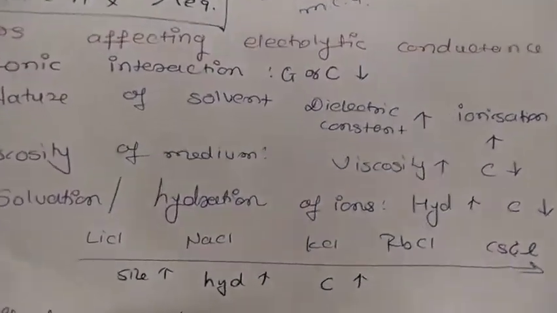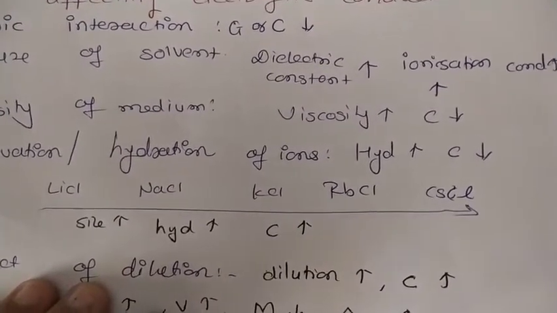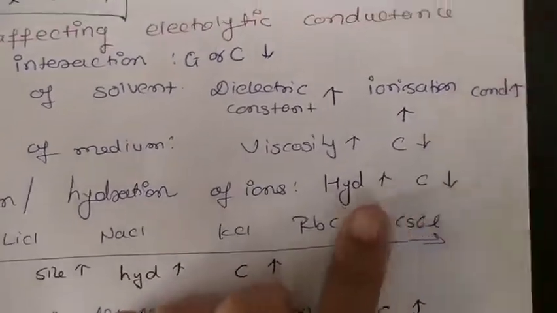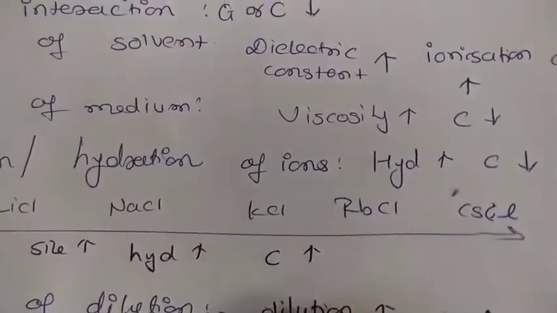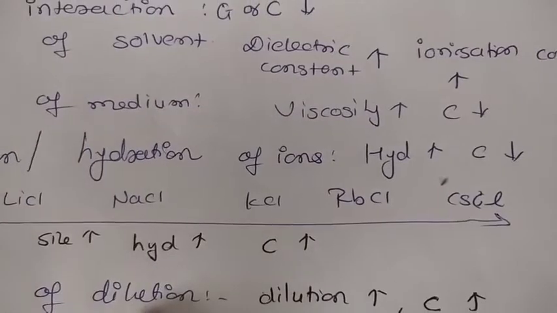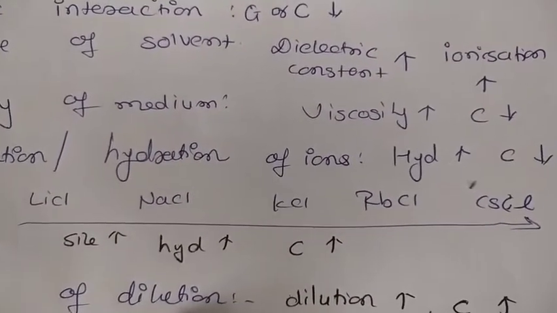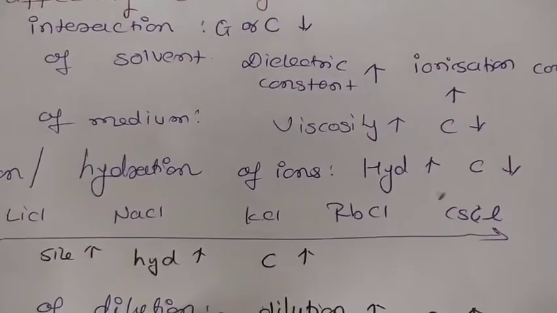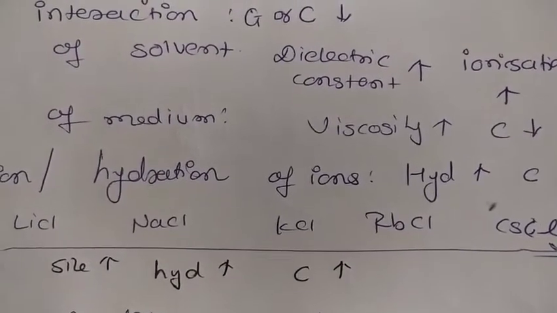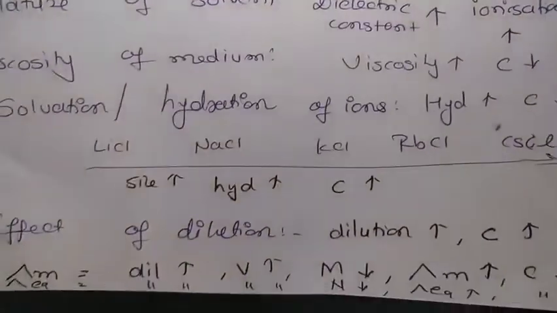Now let us consider one example with ionic compounds of group 1 elements: lithium, sodium, potassium, rubidium and cesium. As we move down the group, size increases, so the force of attraction decreases and hydration increases. This means more ions can be dissolved, or separation of ions will be more. That's why conductance will be more.